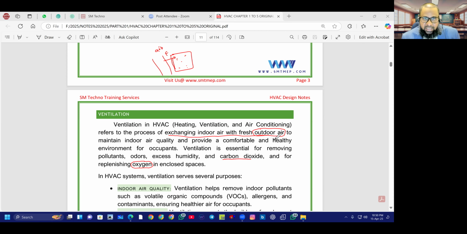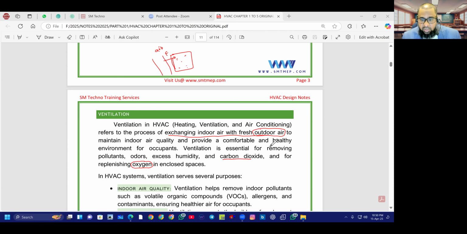Okay, and as per ASHRAE, we used to call it IAQ, indoor air quality. In short, we call it ASHRAE IAQ, like ASHRAE standard 62, 62.1, 62.2, etc. We'll discuss all the standards in the load calculation. So remember, ventilation in short, providing fresh air from where? From outside. For what? To maintain the oxygen level.